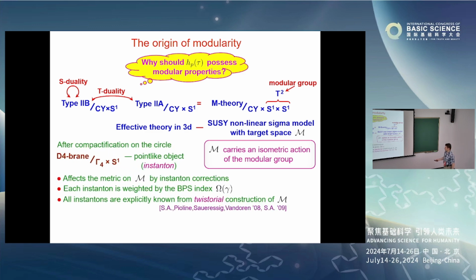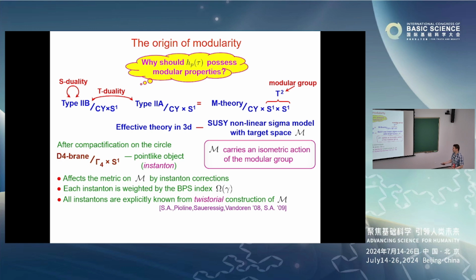But now, let's recall that what we're interested in are D4 branes wrapped on a 4-cycle. Yeah? But a D4 brane has a 5-dimensional world volume, so we still have 1 dimension not compactified. So let's wrap it on this additional circle, which we added here. So from the space-time point of view, we will get some point-like object, and point-like objects in space-time correspond to instantons. So this means that the metric on our target space M will receive instanton corrections from these objects. And it's natural to expect that each instanton correction will be weighted by the BPS index omega, just because these guys count the number of such objects, essentially.